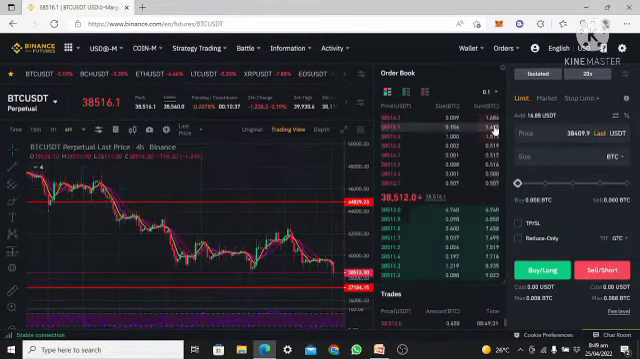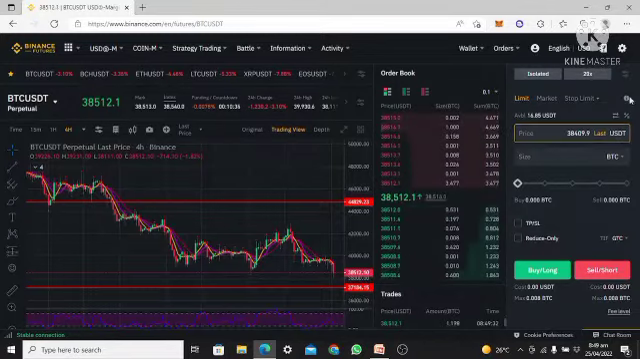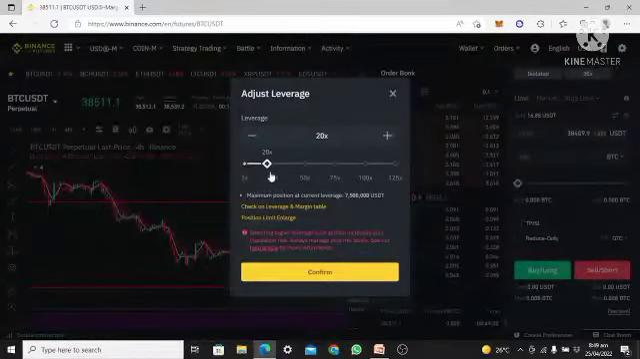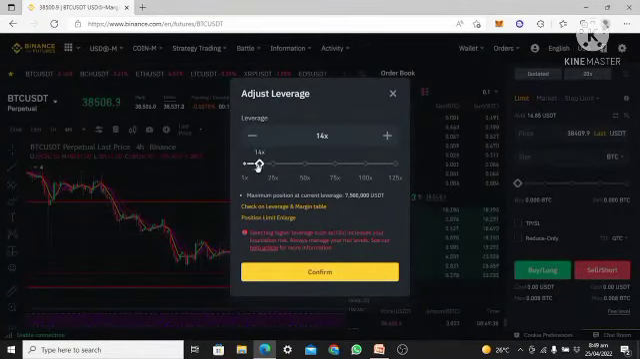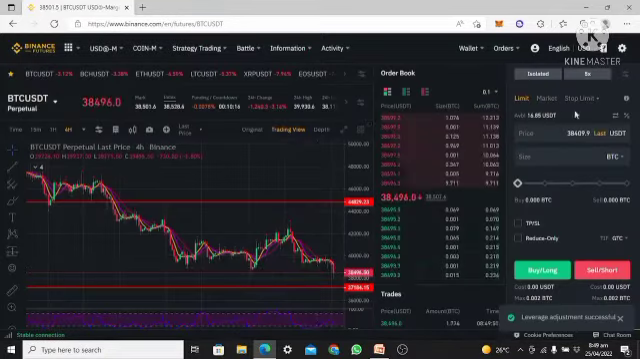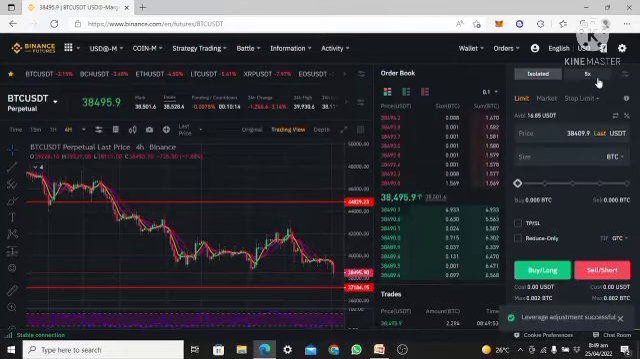There are some very important things I would like you to know, which is your leverage. In the course of this class, we are going to make this leverage 10, or let's say 5 for a beginner. Let's say 5. The leverage should be 5 times. You confirm it. That is where to adjust your leverage, which is here.